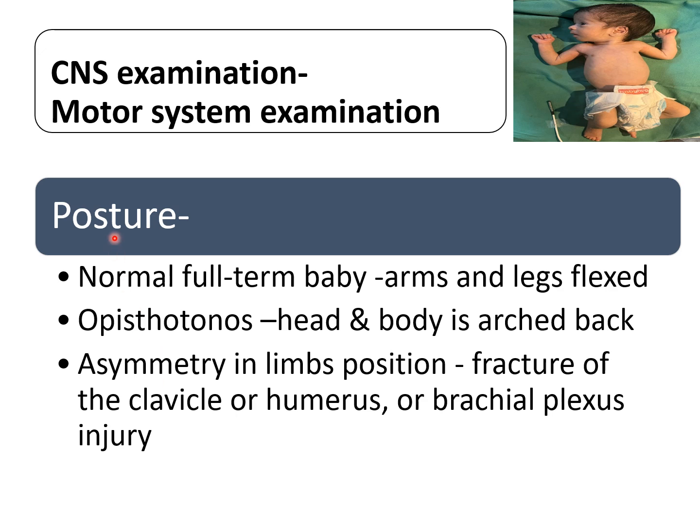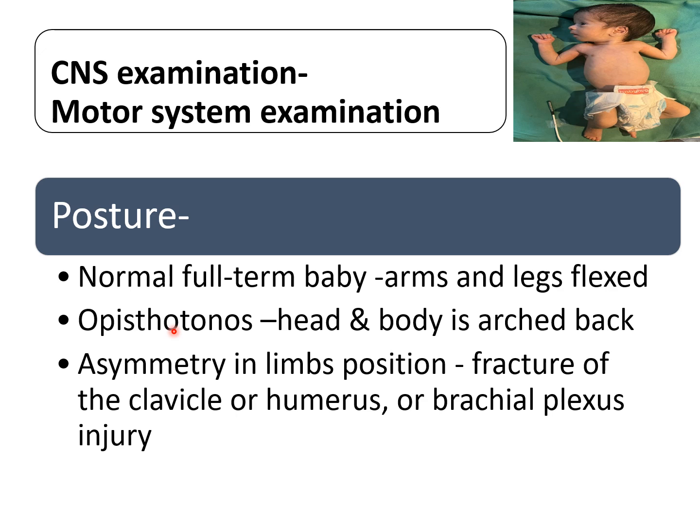So in posture, we have to see whether the baby has a normal body posture or any abnormal posture. For example, a full term baby has both arms and legs flexed. In a preterm baby, it depends on the maturity of the baby, and about the posture, I have already uploaded one of my videos. So you can see how the baby matures and the posture changes with maturity.